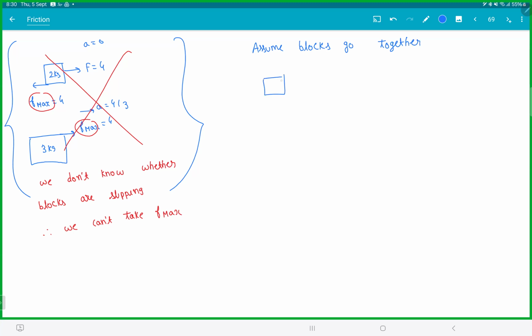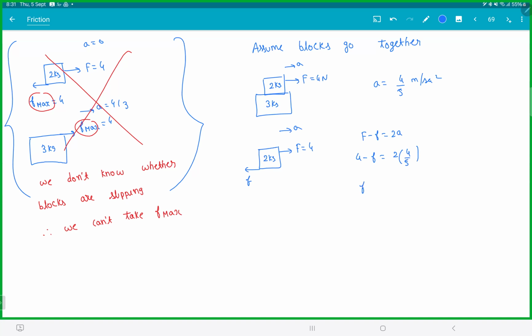Since they go together, I can treat the whole thing as one big block, 2 kg plus 3 kg, and this is force F. Then we get acceleration equal to 4 by 5 meter per second square. Great. Then take any one block. I will take the 2 kg block. This will be F equal to 4. This will be friction, not F max, just friction. Now from this I'll get F minus f equals 2a. F is 4, friction f, this is 2 into 4 by 5. So we get friction from here, that is 8 by 5, 12 by 5 newtons, or 2.4 newtons.